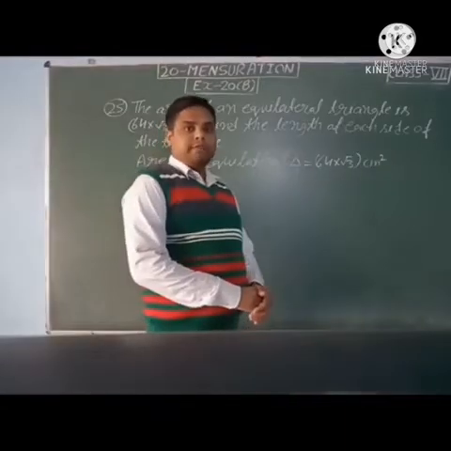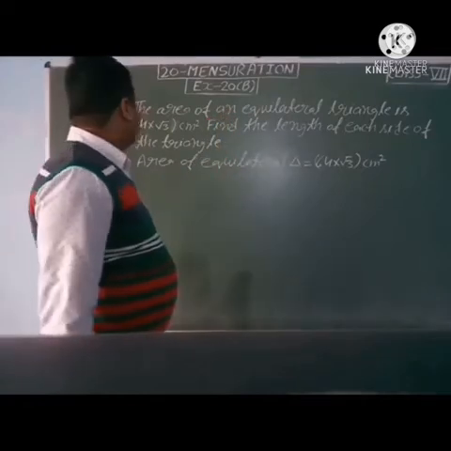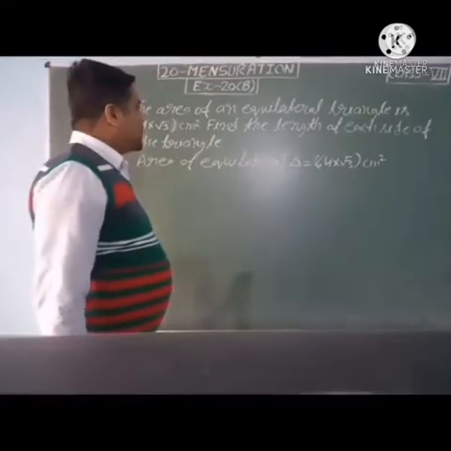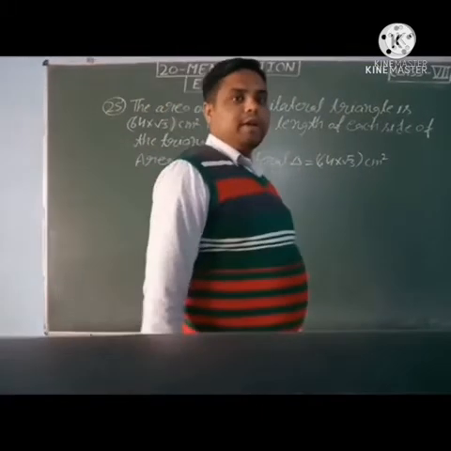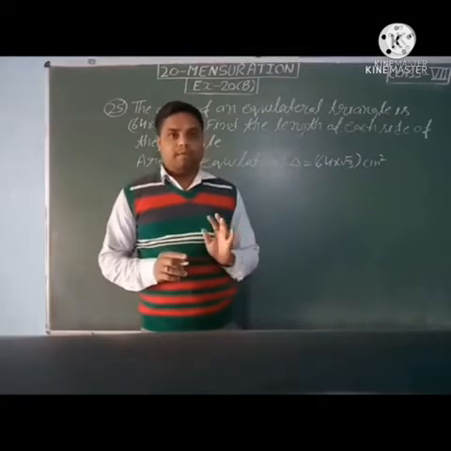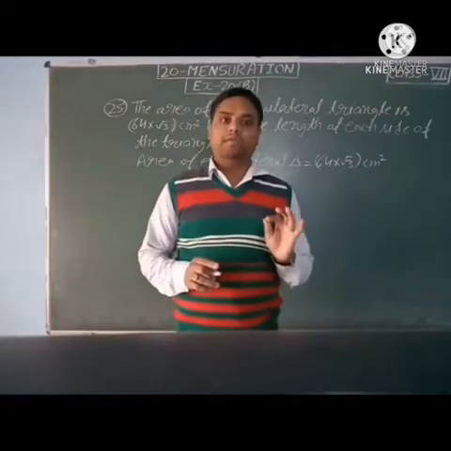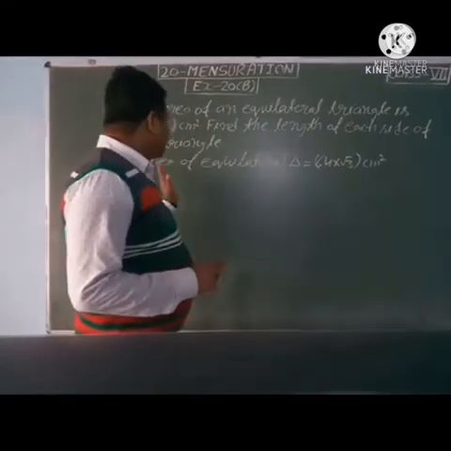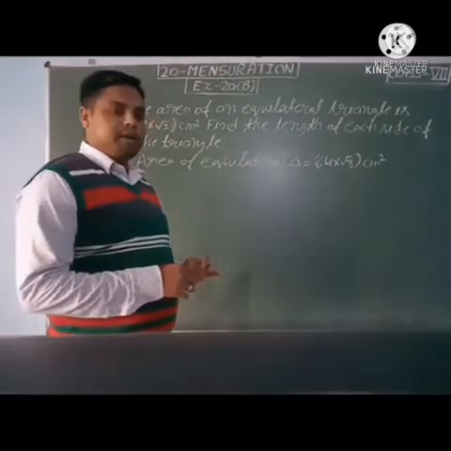Now students, let's do question number 25. The area of an equilateral triangle is 64 into root 3 centimeter square. Find the length of each side of the triangle. Students, as we know that in an equilateral triangle all sides are equal. So if we can find the measure of one side, then it means the length of each side is equal to that measure. So see what is given. Area of equilateral triangle is equal to 64 into root 3 centimeter square.